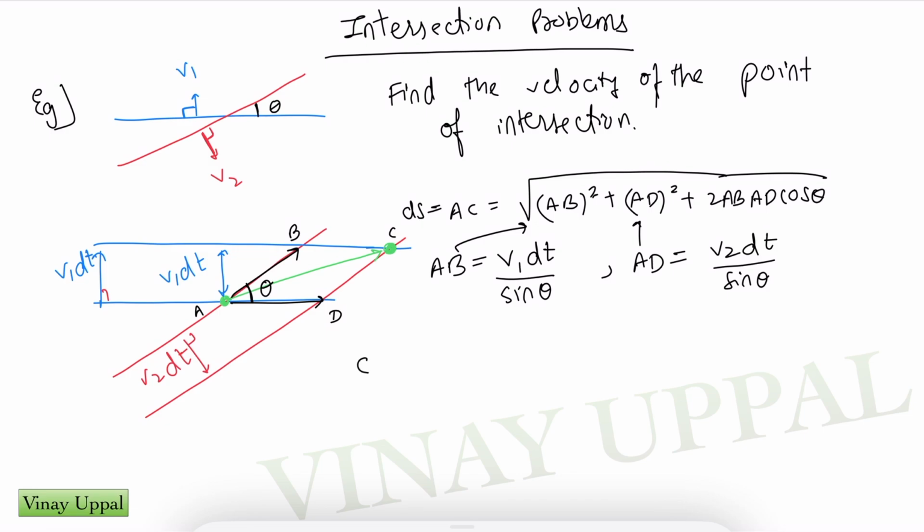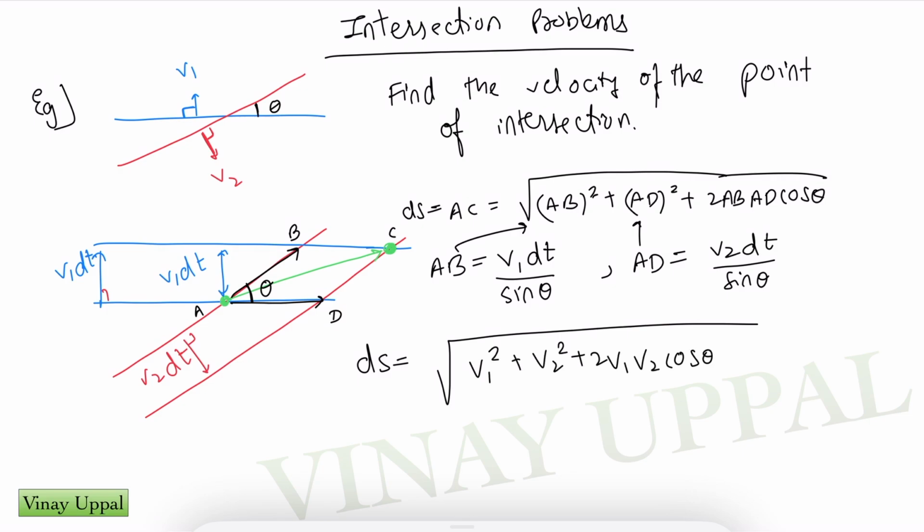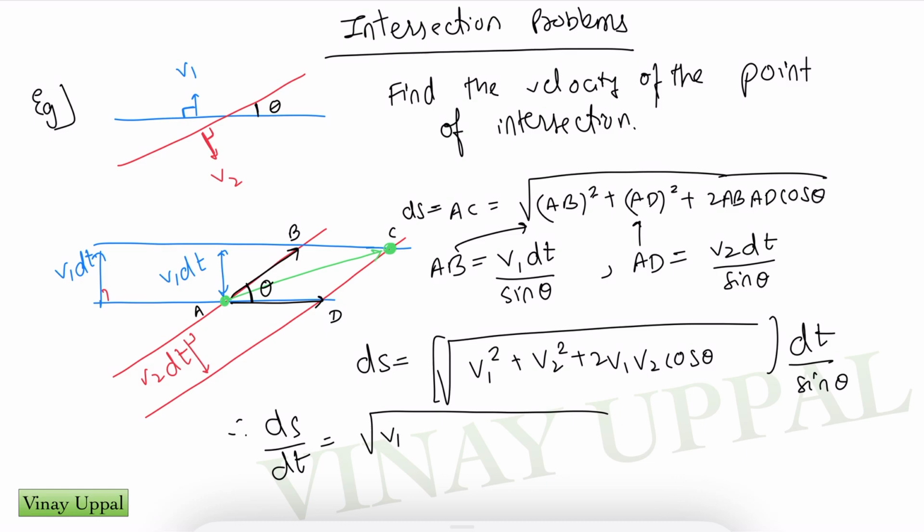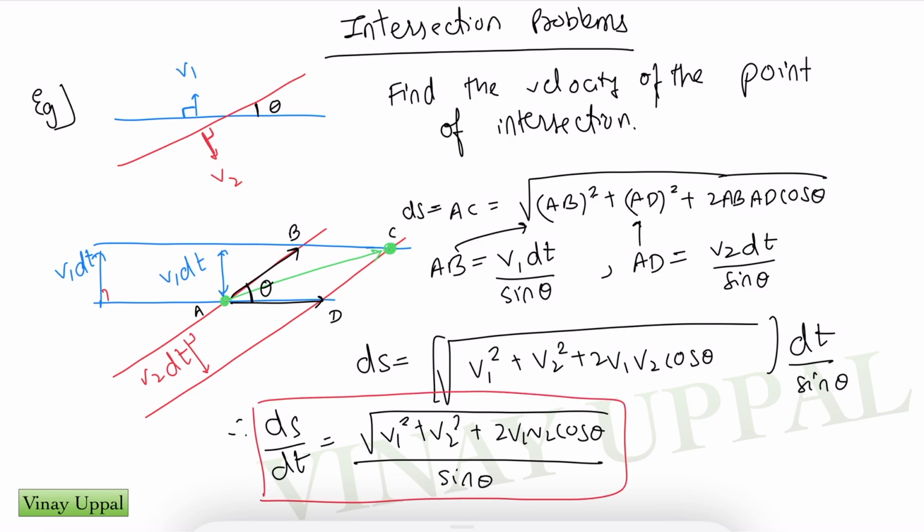So therefore my displacement ds, which is AC, would come out to be the square root of v1² plus v2² plus 2 v1 v2 cos theta, with dt by sine theta common outside. And therefore my velocity of the intersection point would be ds by dt, and that is going to be the square root of v1² plus v2² plus 2 v1 v2 cos theta, the whole divided by sin theta. So that will be your velocity of the intersection point.